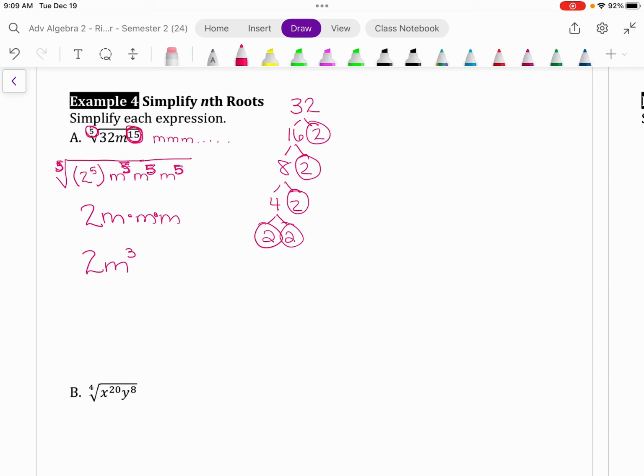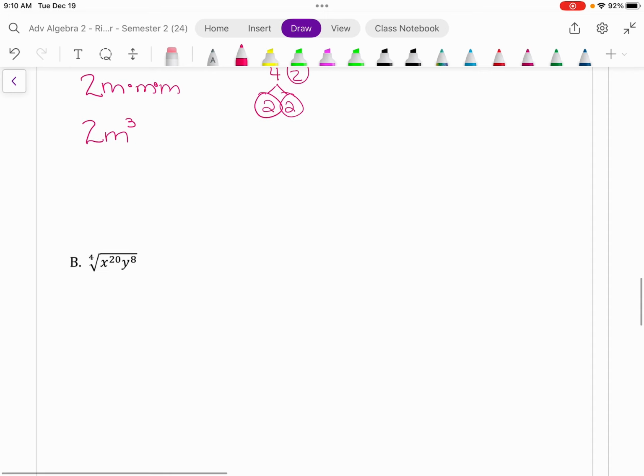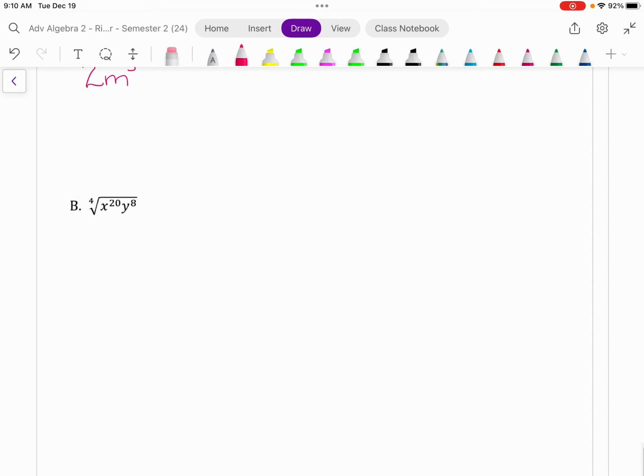So another way to think that through, let's look at this one. So I'm going to actually do that here. So this is x to the 20th power divided by 4 times y to the 8th power divided by 4. So then I have x to the 5th times y squared, and that's my answer. Most people do not put the multiplication symbol there.